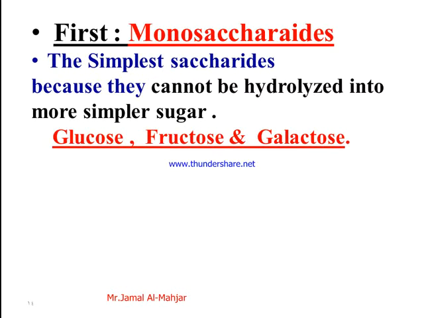We have 3 types of them here. We have 3 compounds. The first ones we call glucose, fructose and galactose. So 3 compounds. They have the same molecular formula but different structural formula.